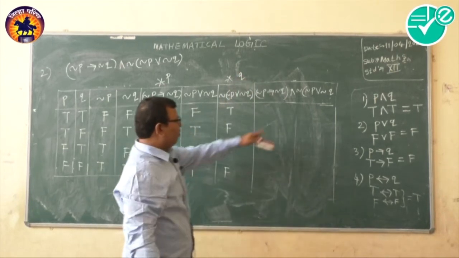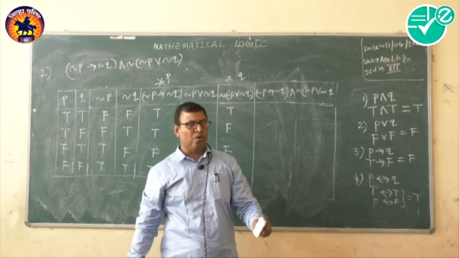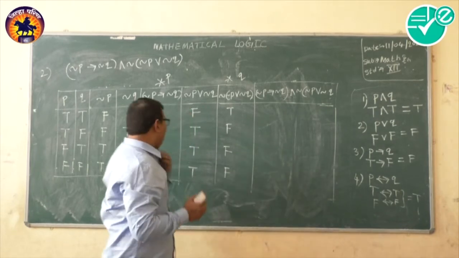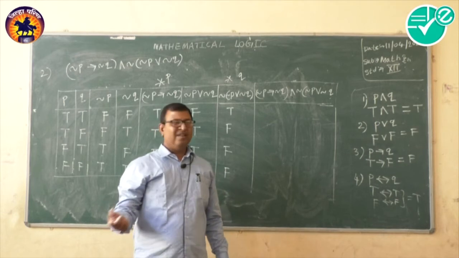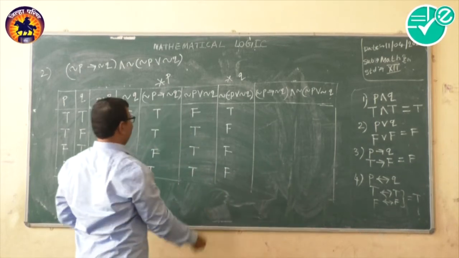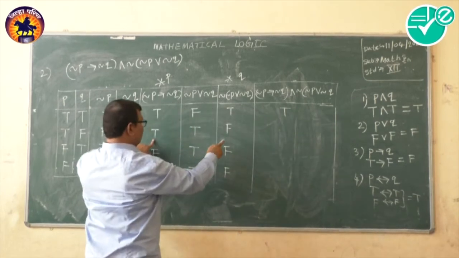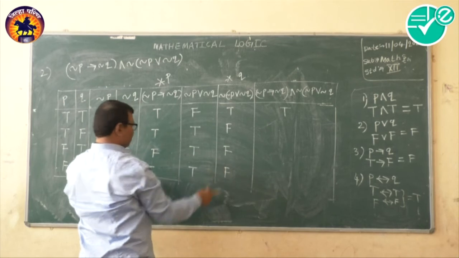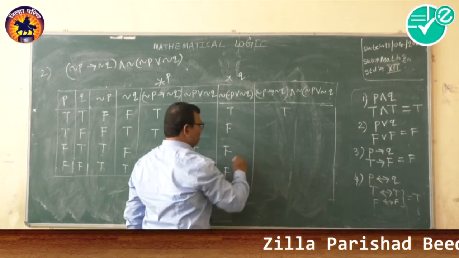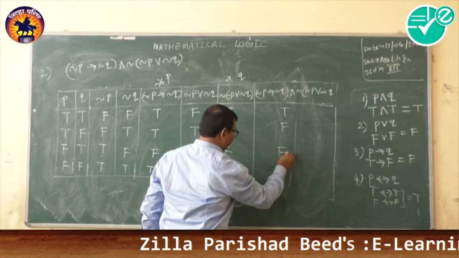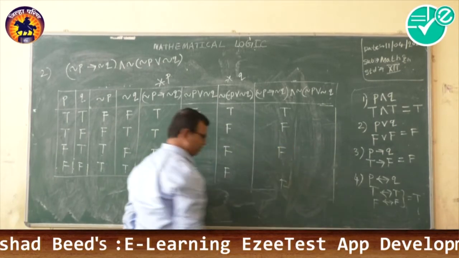Now see, what does conjunction say? Conjunction says if P is true and Q is true, then only it is true. In other cases, all of them are false. Now see, first one true means it is true. Second one true false, and true false. Therefore, only the first one is true and all the others are false. We have solved the final answer of these.